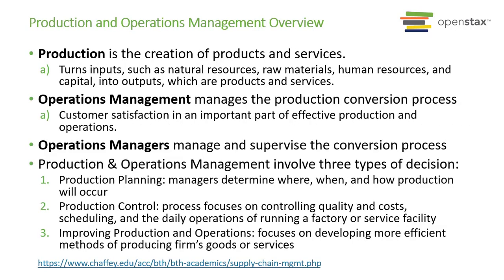Let's get going. So first, basic definitions here. Production: creation of products and services. Again, I think we have this weird knee-jerk reaction to think of production as only applicable for things that are tangible, like building a car. But production, of course, also involves services. The definition is that we're turning inputs, such as natural resources, raw material, human resources, and capital, into outputs, which are either products or services.